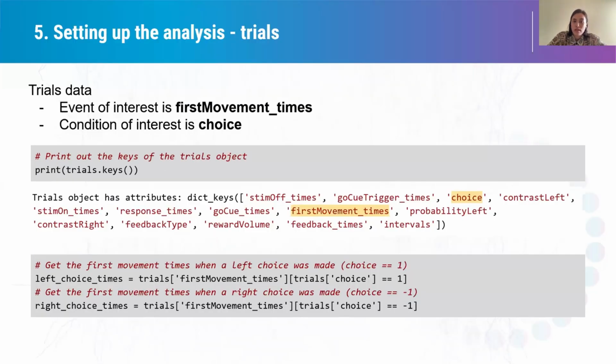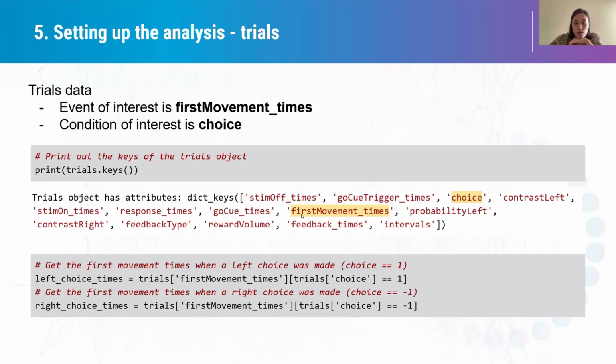Okay, so now we've loaded in our data, we can go about exploring it a little bit and setting it up for analysis. In the first instance, we're going to explore the trials data. As Mal said earlier, because this is a dictionary that's returned, we can simply print out the keys and see what different objects we have in our dictionary. In the analysis that we're doing, we know that we're interested in two trials variables. The choice, so whether the animal moved the wheel left or right. And the timings that we're interested in are these first movement times, so the first time at which the mouse moved the wheel.